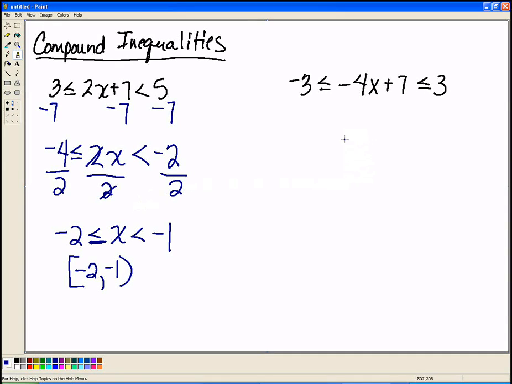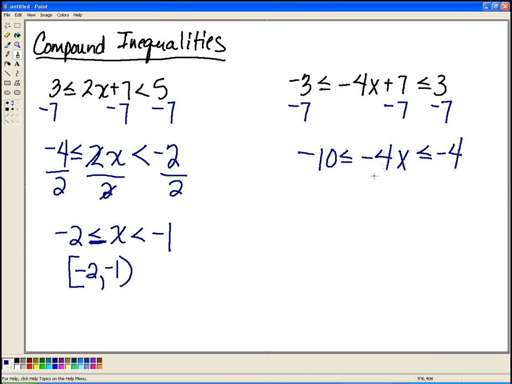Let's look at another example. Here I want to isolate my x in the middle just like before. I'll subtract 7. Whatever I do in the middle, I have to do to the left-hand side and the right-hand side. Here I get minus 10 less than or equal to minus 4x, less than or equal to minus 4.